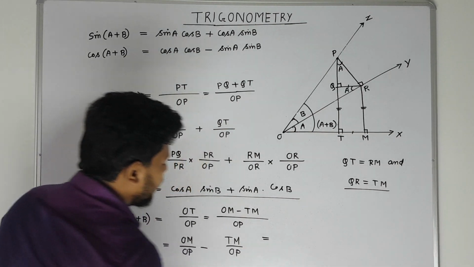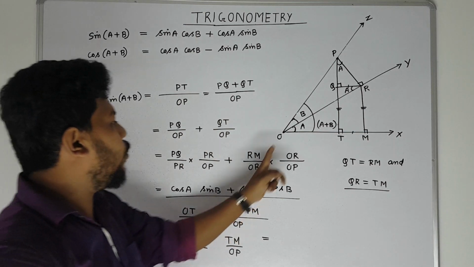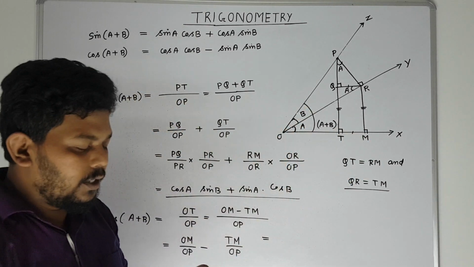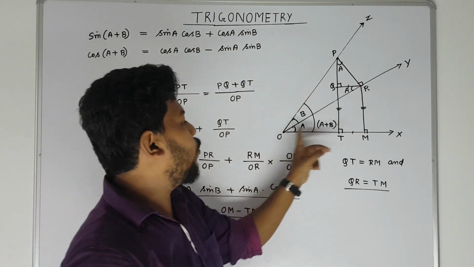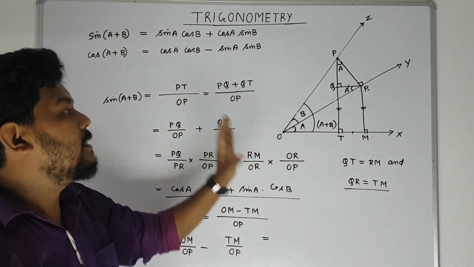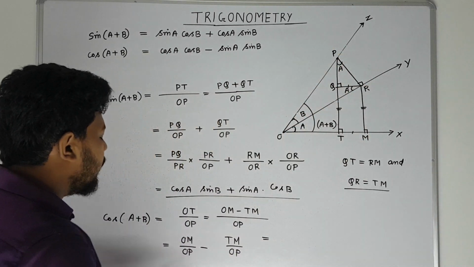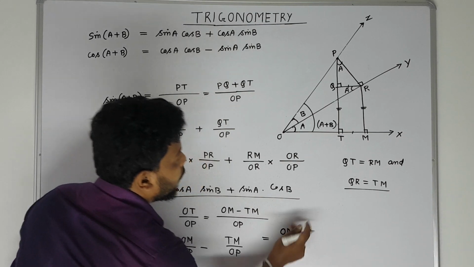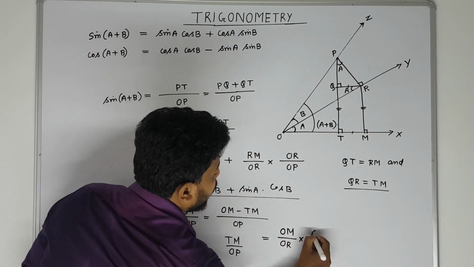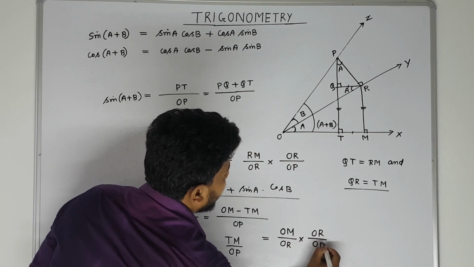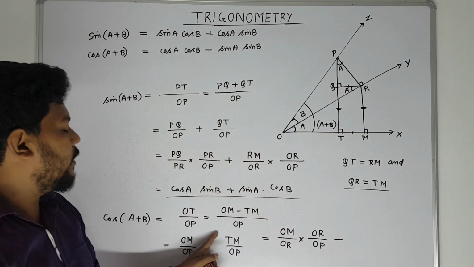Now I can write this. What is your OM by OP? OM by OP doesn't make sense because OM is the side of the triangle OMR and OP is the side of the triangle OPR. So if I write OM by OR into OR by OP, now it makes sense.